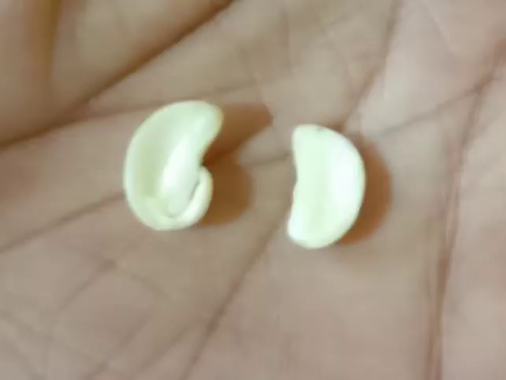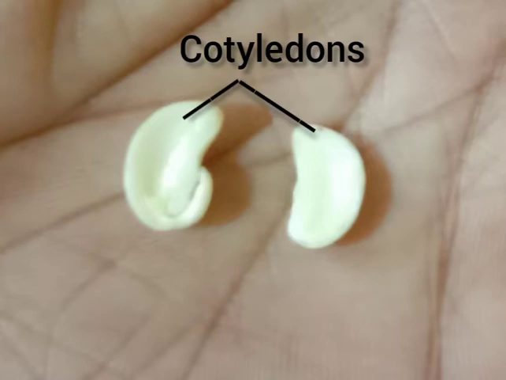And below the seed coat, there are two seed leaves called cotyledons. These are the cotyledons. Some seeds have two cotyledons, but some seeds have only one cotyledon. For example, corn, rice, etc. have only one cotyledon.